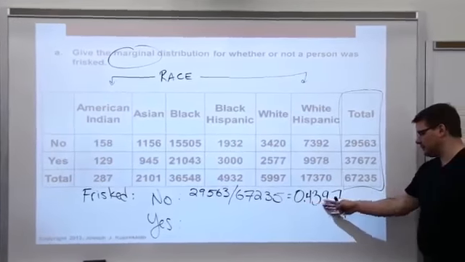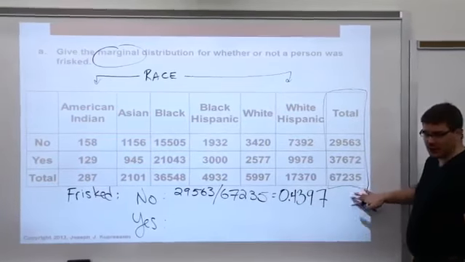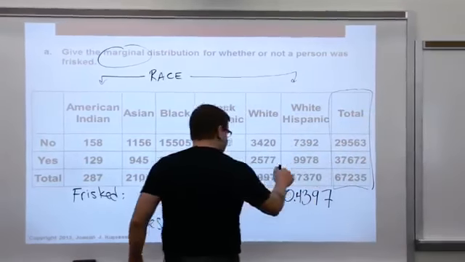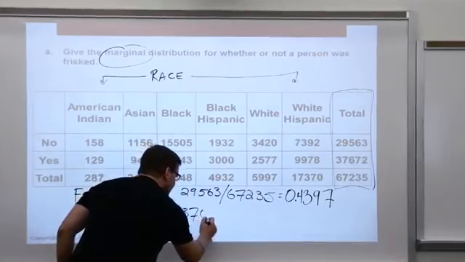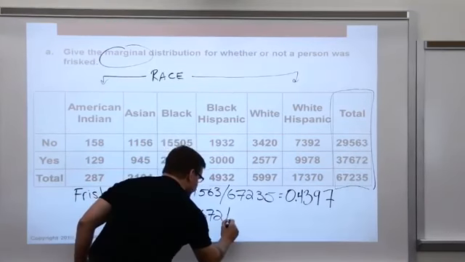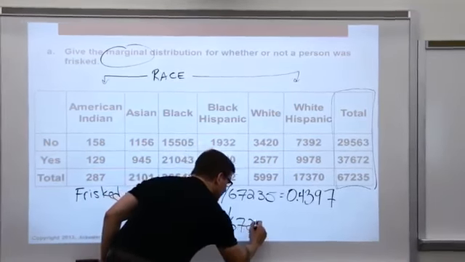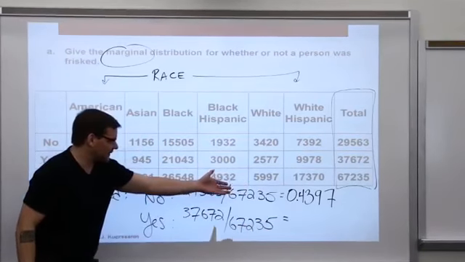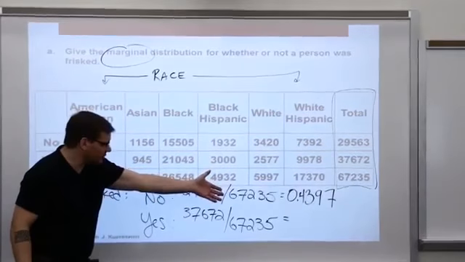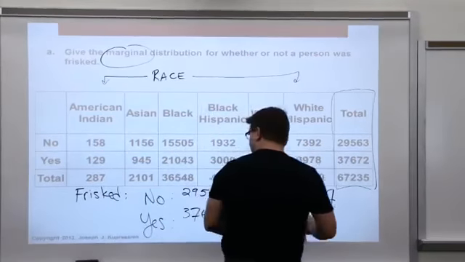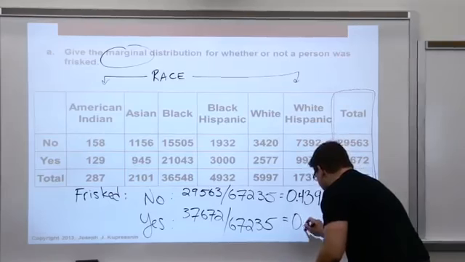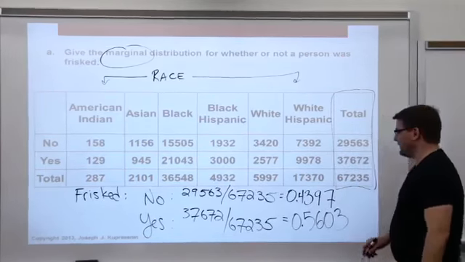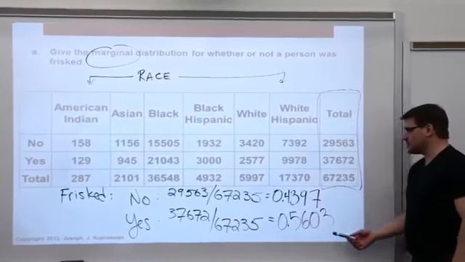I can make this 43.97%, but guess what? There's no room left, so we'll leave it like that. For the yes's, 37,672 up top over the grand total, 67,235. I know this is going to be about 56% because those two have to add up to 100. I've used up about 44 here with the no's, and as a decimal, 0.5603. This is a marginal distribution.